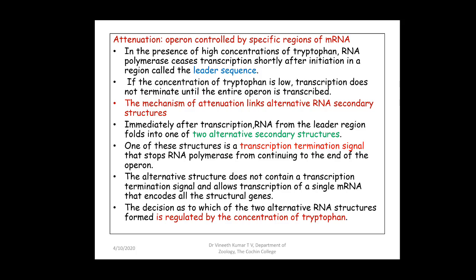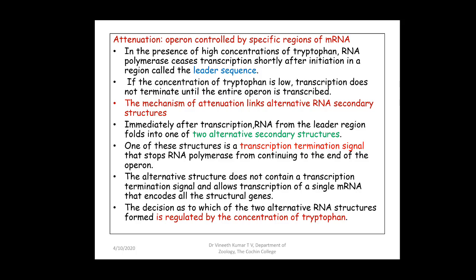Here this is called attenuation because, as we said earlier, attenuation means the operon is controlled by a specific region in the mRNA. Here the region is the leader sequence. The leader sequence assumes two structures: one is a termination signal and the other is an initiator signal. The termination signal occurs when tryptophan concentration increases in the cell beyond the bacterial cell's requirement. That signal causes the RNA polymerase to terminate transcription before transcribing the complete operon.